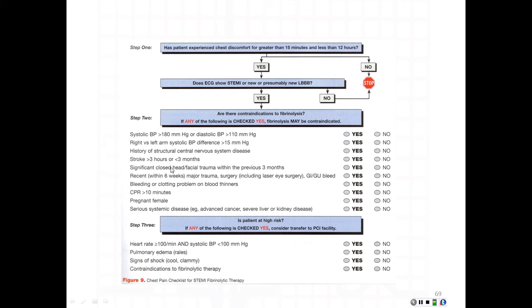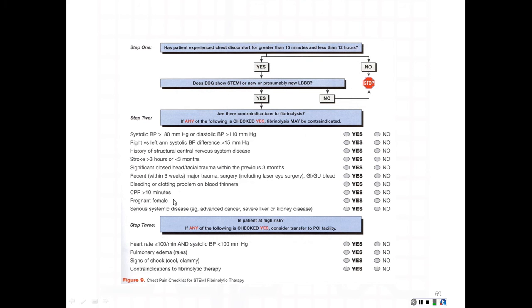Have they had closed head trauma, facial trauma within the previous 3 months? Have they had major surgery within the last 6 weeks? Any history of a GI-GU bleed? Are they on blood thinners? Do they have clotting problems? Was CPR done on this patient and it was longer than 10 minutes? If it's longer than 10 minutes, pretty much they're not going to move forward with fibrinolytic therapy.